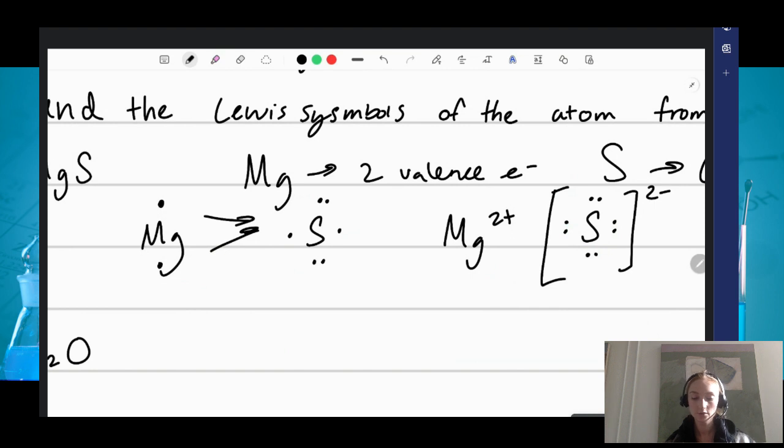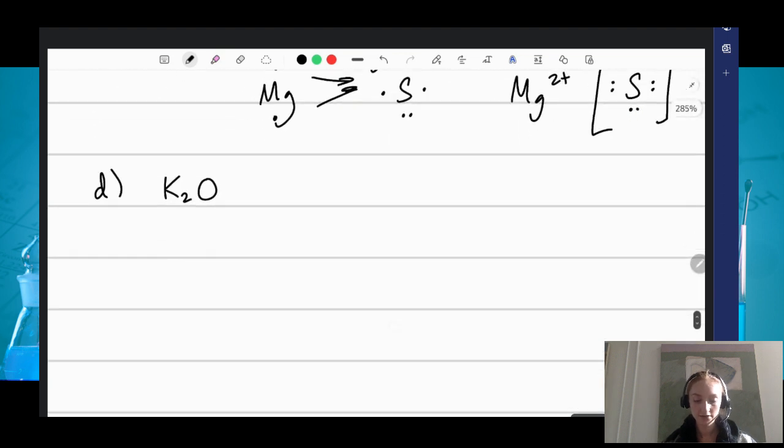So just as we covered in the last problem, gallium had 3 valence electrons and it had a charge of 3 plus, so it lost 3 electrons, so it doesn't have a Lewis structure anymore. Just as the magnesium doesn't have a Lewis structure because it lost the only 2 valence electrons that it had. So that's what it looks like. Let's move on to the next question.